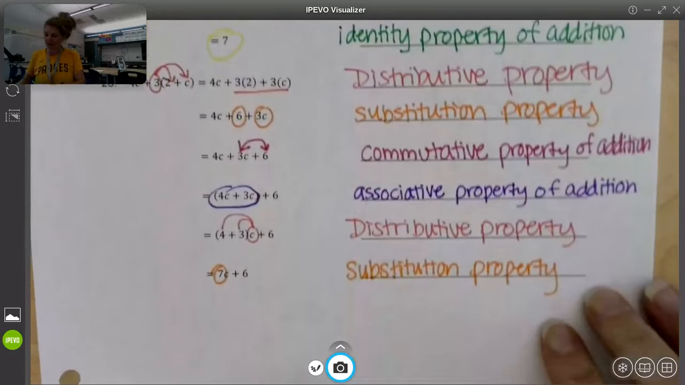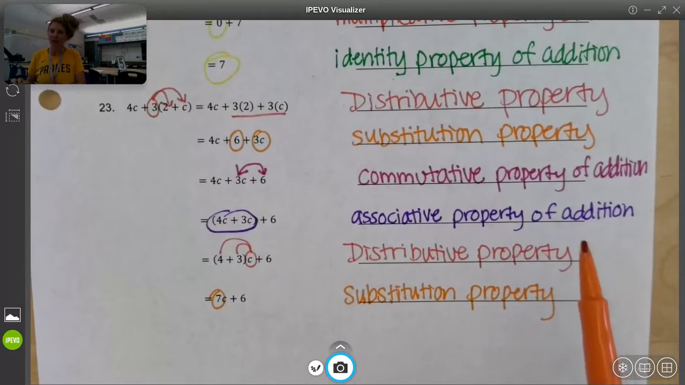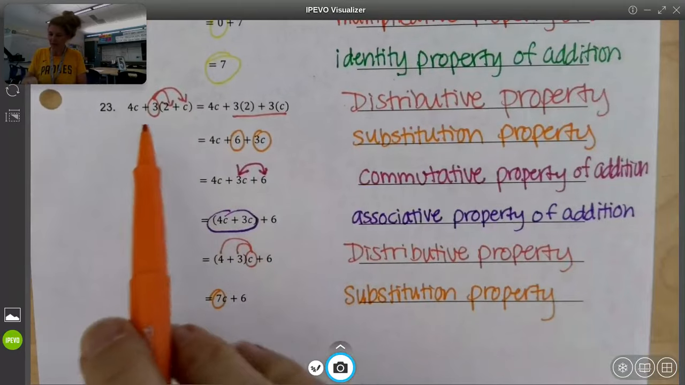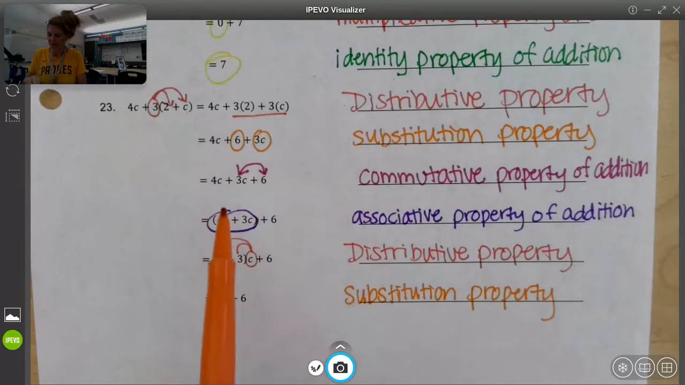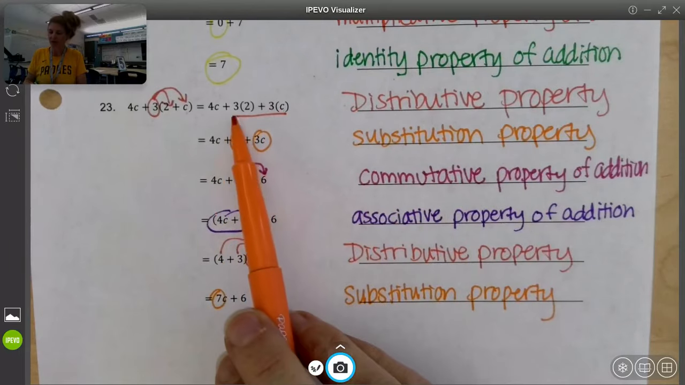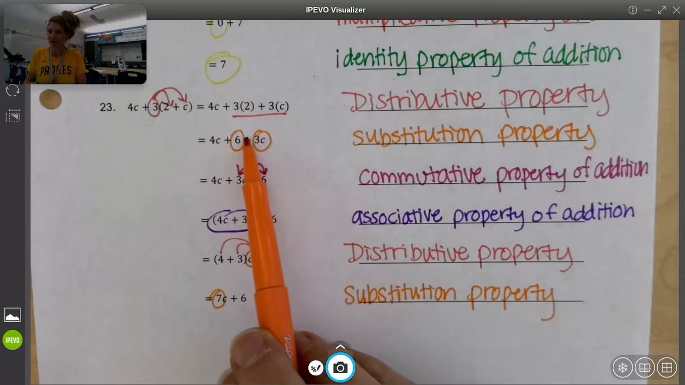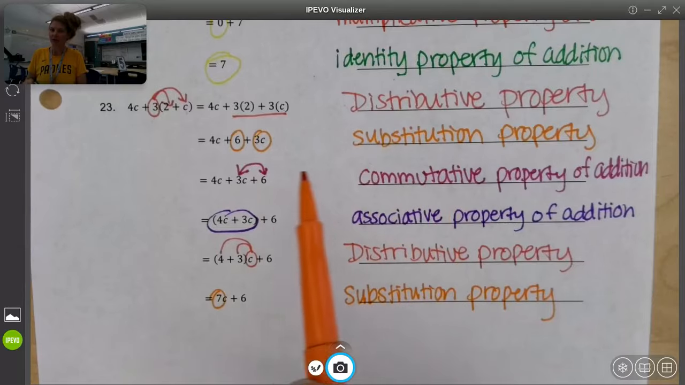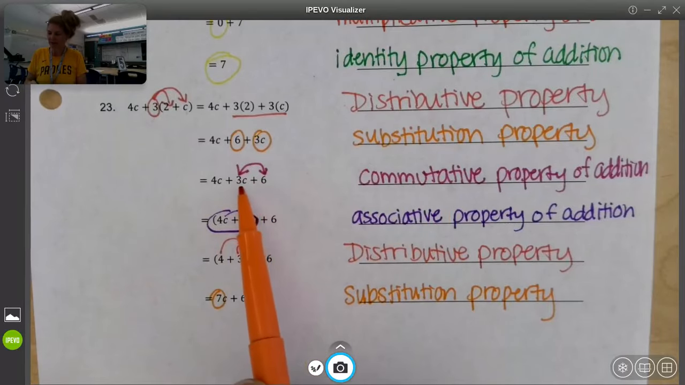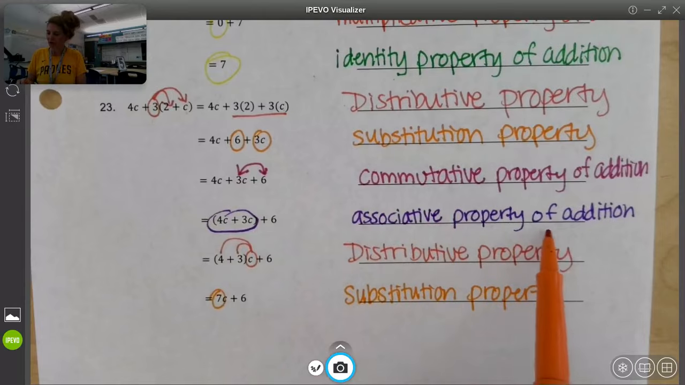And on 23, we have the distributive property first. Distributive property, 3 groups of 2 plus 3 groups of C turns into 3 times 2 plus 3 times C. Then we have the substitution property, which is combining our like terms. 3 times 2 gets you 6, 3 times C gets you 3C. Then we have the commutative property of addition. We just said 6 plus 3C is the same as 3C plus 6 because we wanted those like terms next to each other.